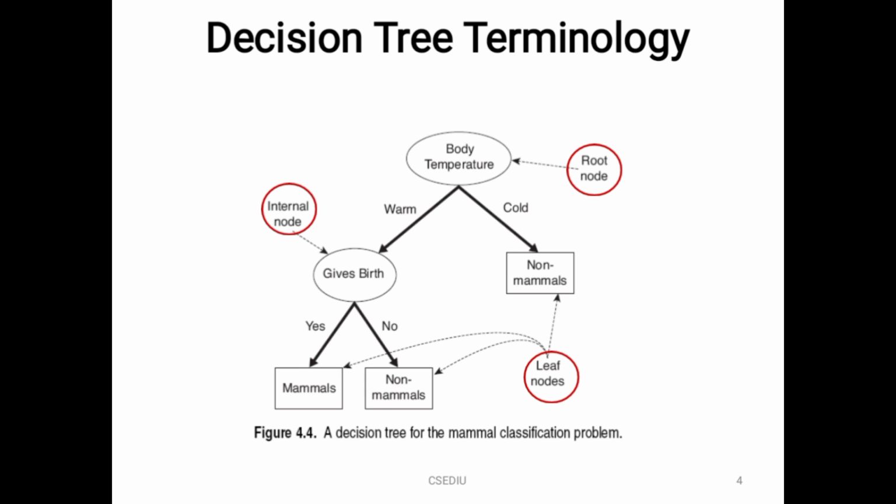Here body temperature is the root node. Then gives birth and non-mammals are called internal nodes. Then mammals and non-mammals also come under the leaf node. There are three kinds of nodes: root node, internal node, leaf node. They come under the decision tree terminology.